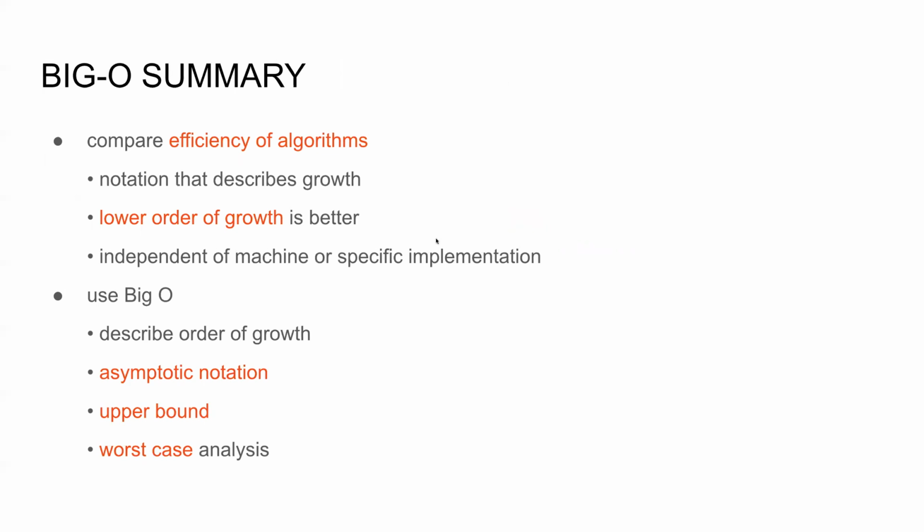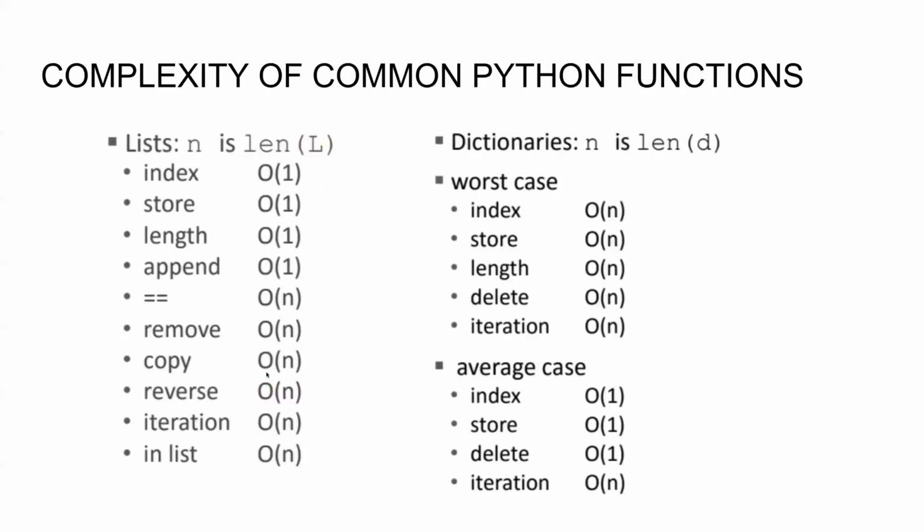So in summary, we use big O to compare the efficiency of algorithms independent of the computer you use and the number of steps you implement. And big O notation is using asymptotic notation, and we consider an upper bound of that case. It's basically a worst case analysis. Here is the complexity of most common list functions.